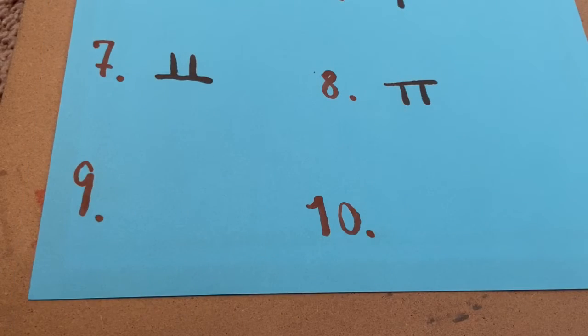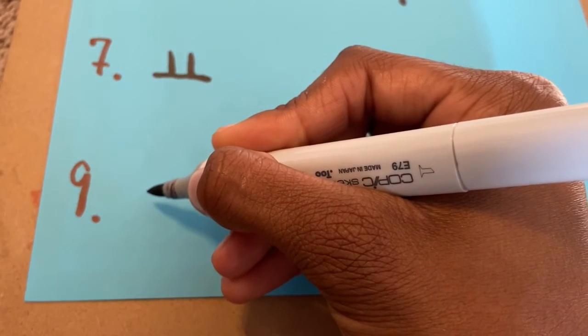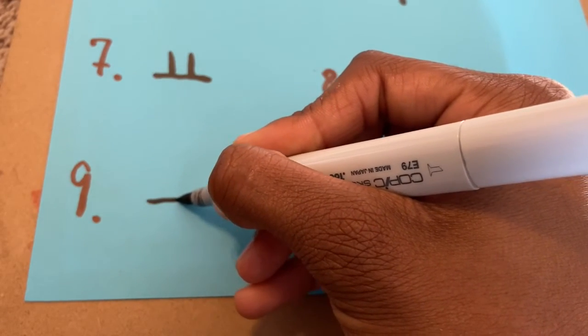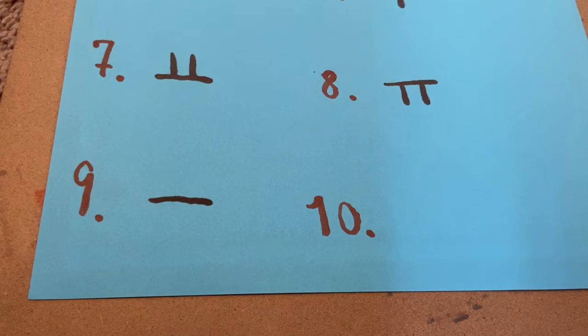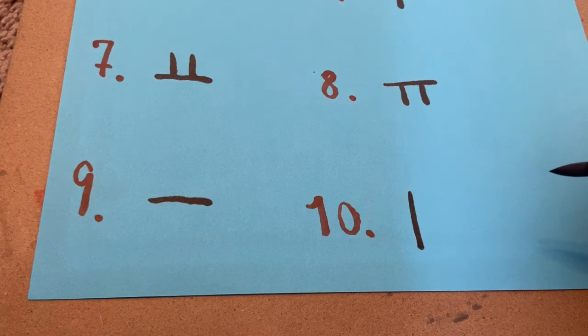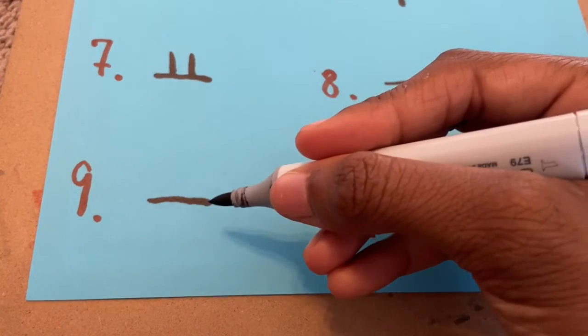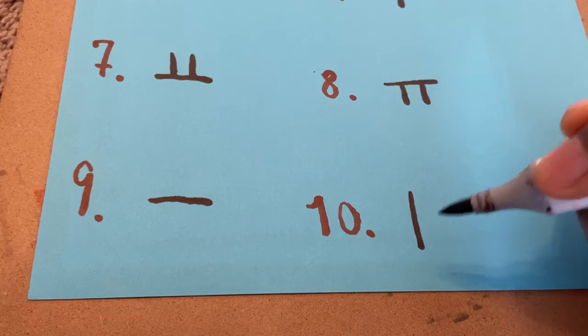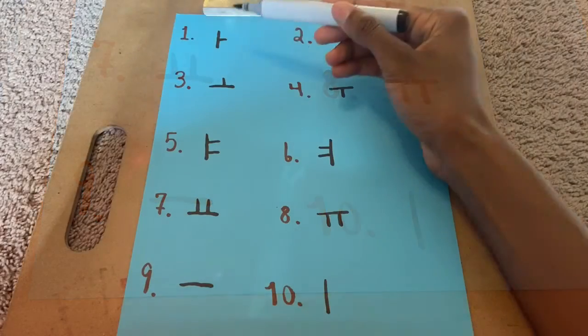The last 2 have no little lines whatsoever. This one is a long line to the right, a horizontal line, and it's pronounced eu. And then the last one is a straight vertical line, and it's pronounced e. So eu and e. Now let's review all 10.